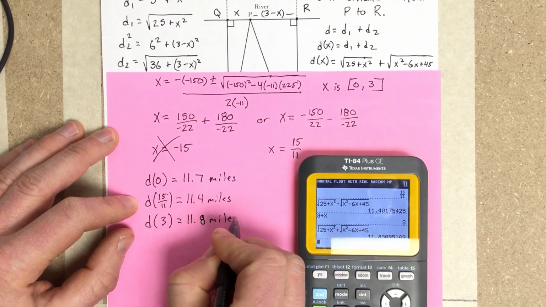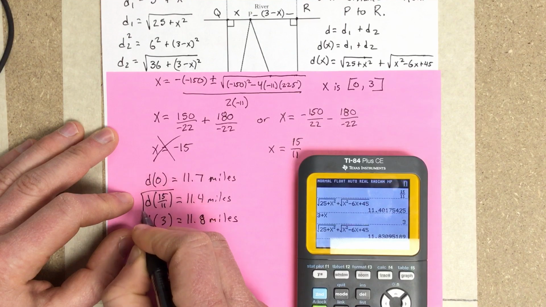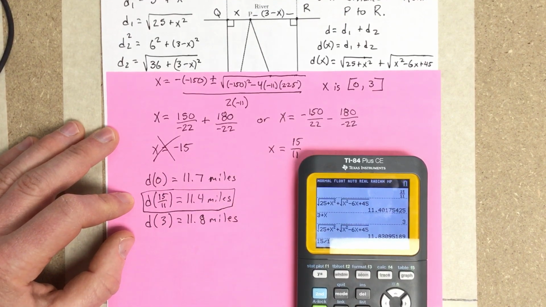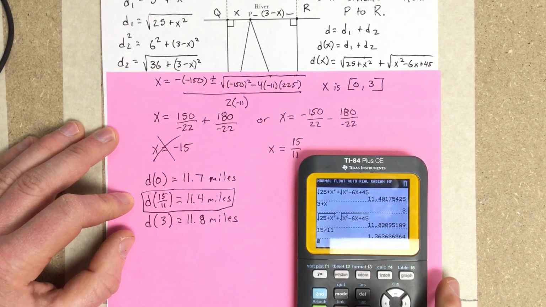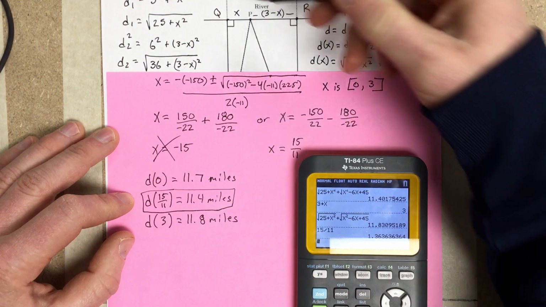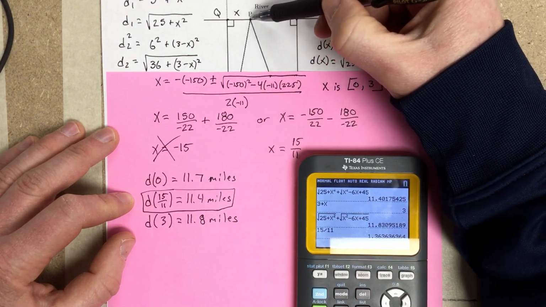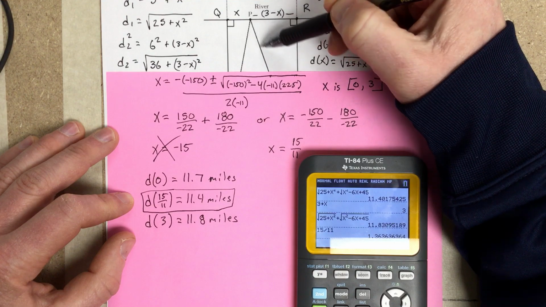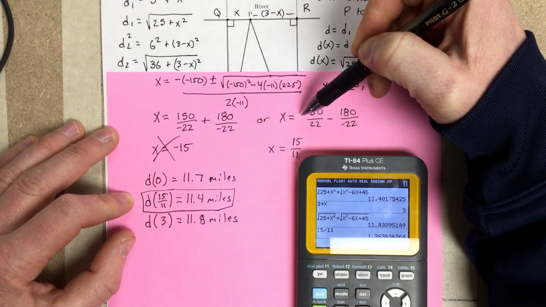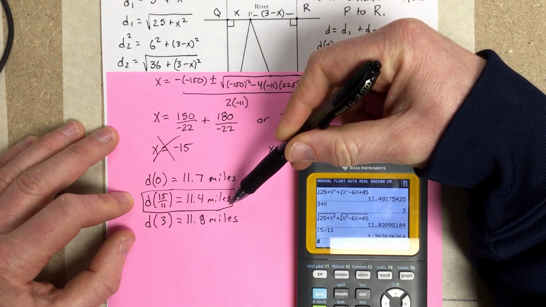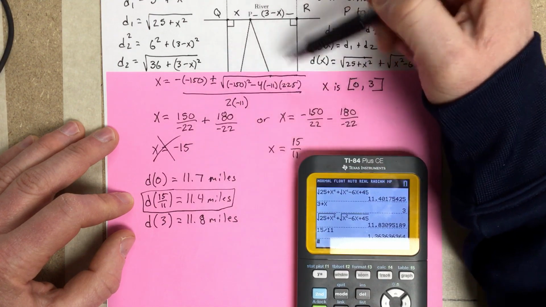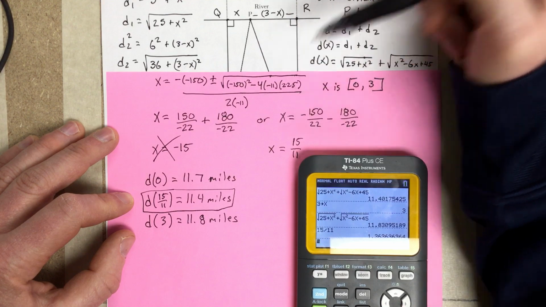So you can see the minimal distance would be if the farmer were to walk 15/11, which is about 1.36 miles in from point Q. So if we go to point Q and walk in 1.36 miles, the farmer is walking to that point and then walking back to his farm ground. That'd be 11.4 miles, which is smaller than if he walks to point Q or to point R and then walks over and then walks down.